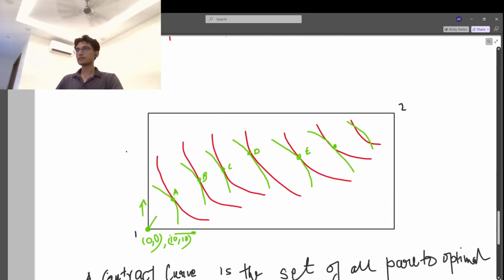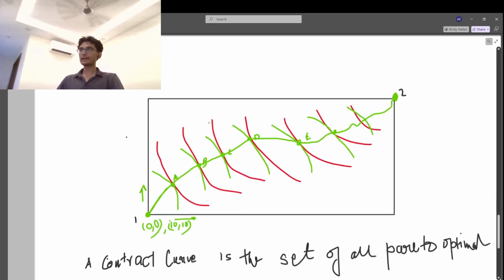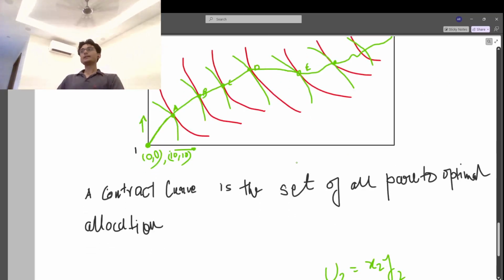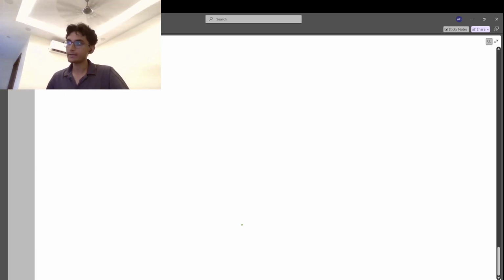So when we connect all these points, from here maybe, with the same argument this is also a Pareto optimal allocation. So this whole curve is the contract curve, and it is the set of all Pareto optimal allocations. So let's keep it till there for today, and we'll continue next day with another topic.